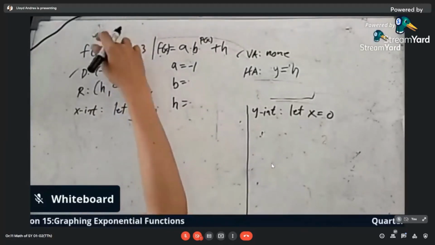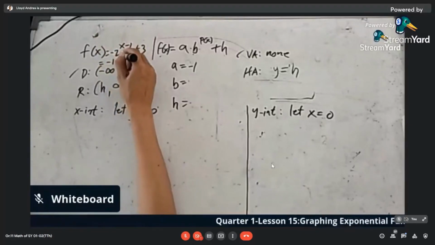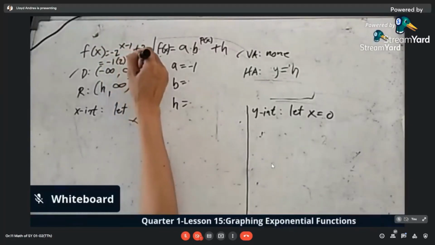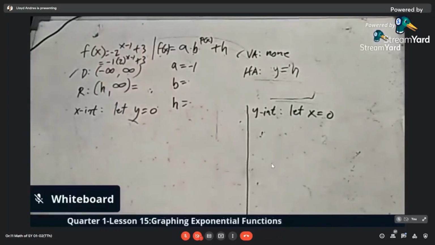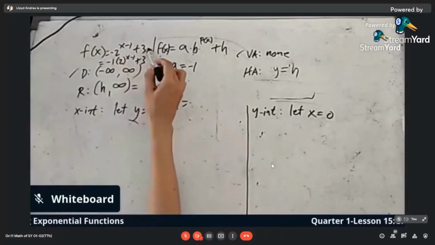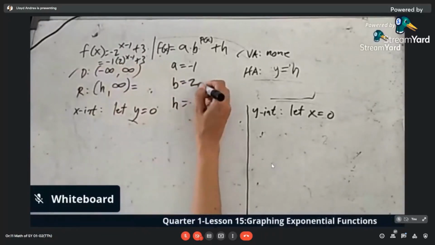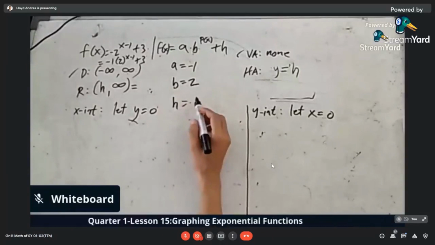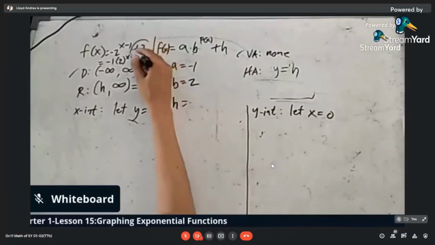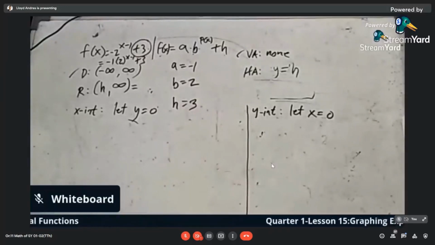Kung magunay, this can be written actually as negative 1 times 2 raised to x minus 1 plus 3. So, pwede na ingana pagkasulat. Disimplify lang nga ingana pagkasulat. So, meaning, ang A nimo is negative 1. Ang base nimo is 2. Ang h nimo is 3. So, naana tayo mga values.